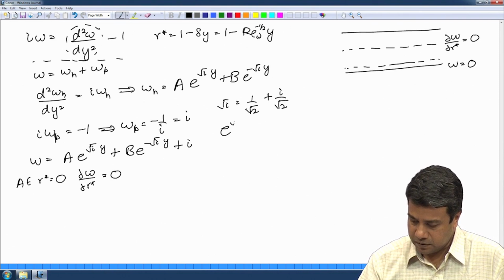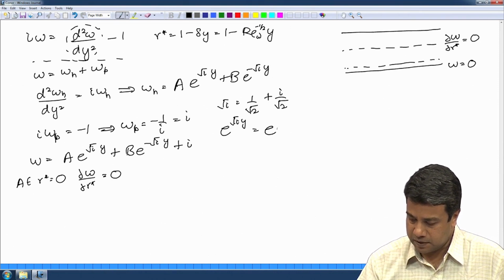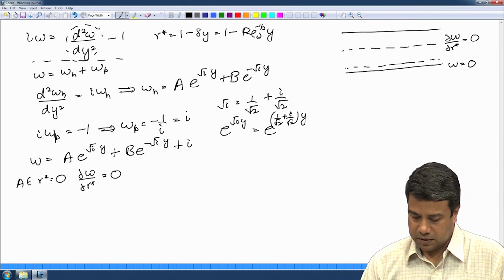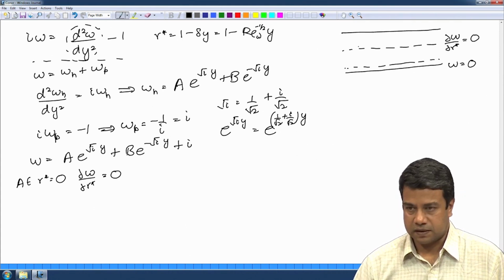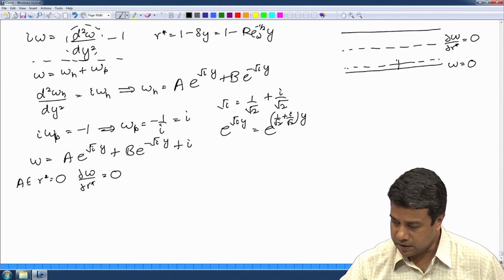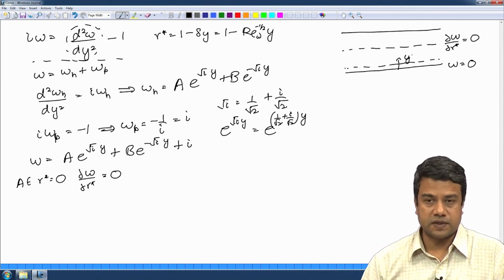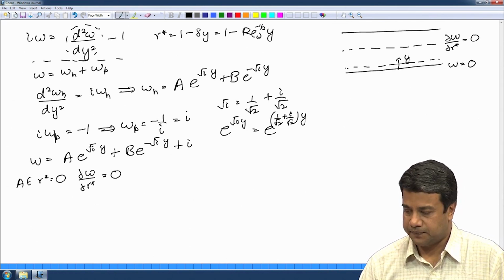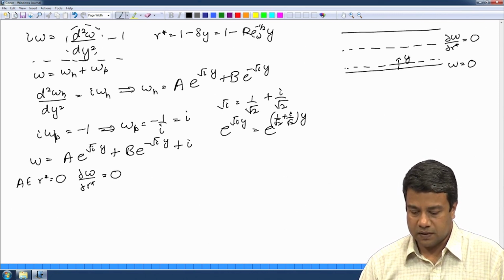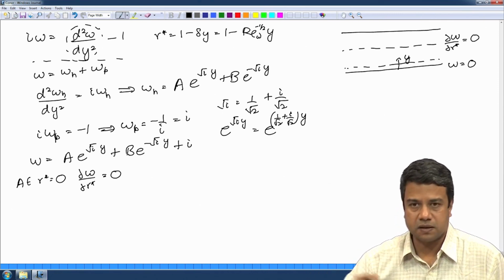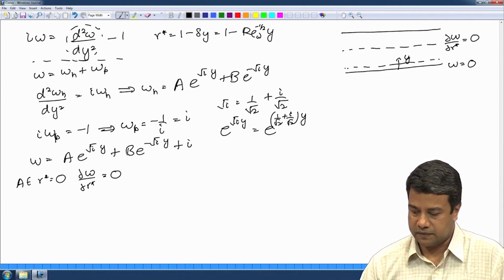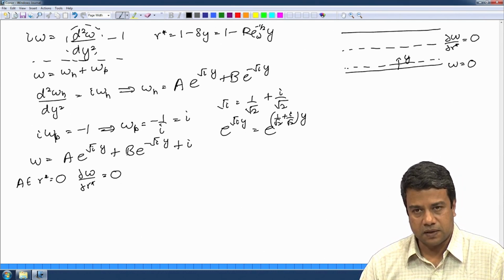Therefore, e^(√i y) is equal to e^(1/√2 + i/√2) y. Now, at r = 0, it is the center. That corresponds to the coordinate y going outside this viscous layer at the wall. At this location, you would expect that the velocity correction due to the viscous layer at the wall has to decrease to 0.